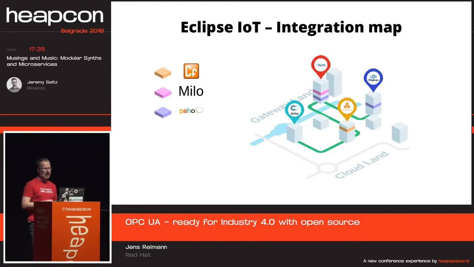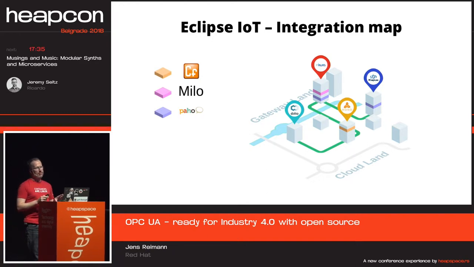And this is also like a map of how Eclipse IoT projects integrate with each other. So it's not that Eclipse IoT is a product which you download, like the IDE, where everything's working fine out of the box. No, it's a set of different projects. Some of them are integrated, some of them are less integrated, or not at all.